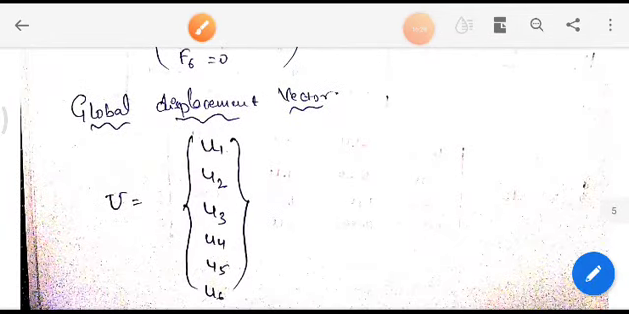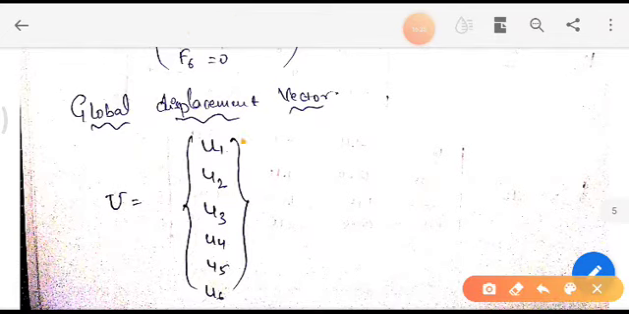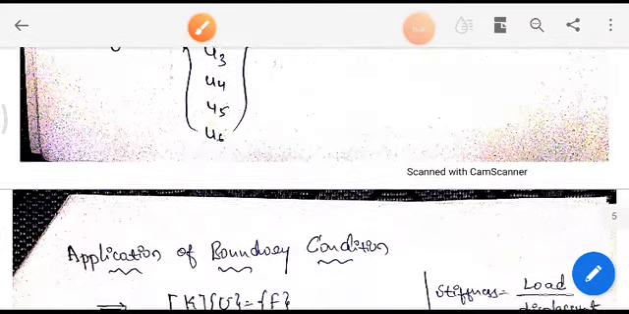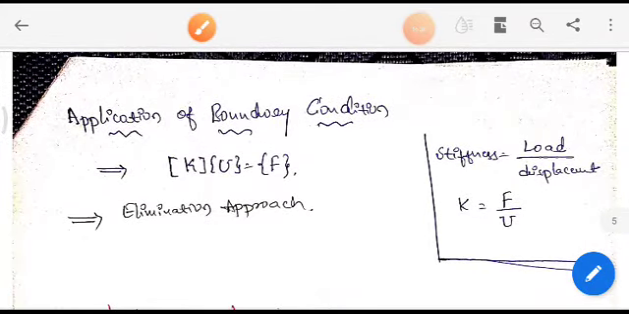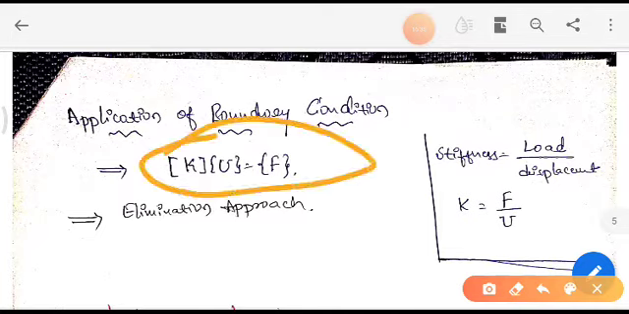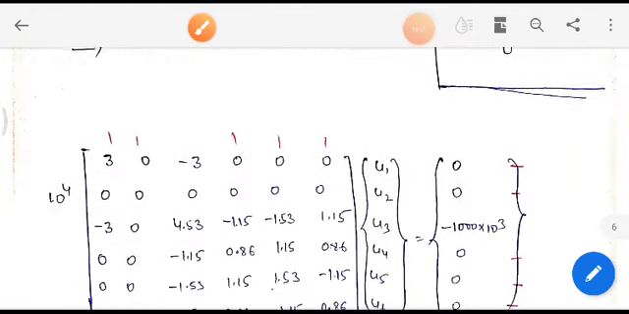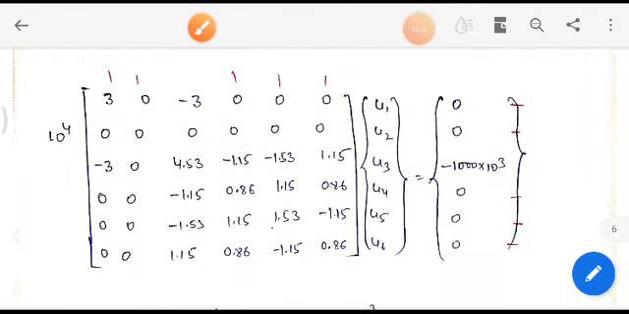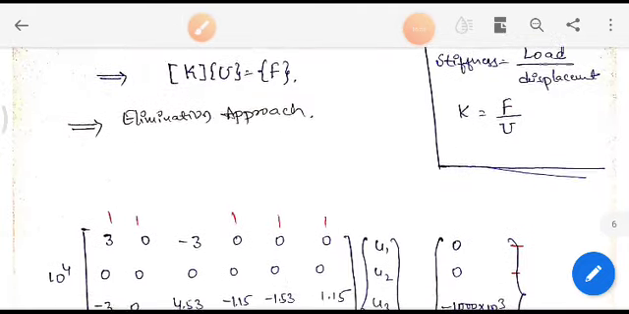Now the global displacement vector: we have 3 nodes, 6 displacements, so we have written u1, u2, u3, u4, u5, u6. Once you define that, next we need to apply the boundary condition. Before that, we need to write this equilibrium equation, K into Q is equal to F. K is the global stiffness matrix, Q is the global displacement vector, F is the global load vector. That's what we have written here. Next we need to apply the boundary condition, that is nothing but elimination.